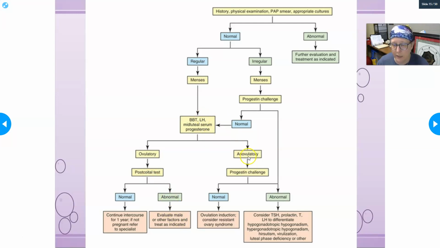So if she is not ovulating, she's anovulatory, do your progestin challenge. This is a synthetic progesterone. If the response to progesterone is normal, then they may consider ovulation induction, and it could be that the female has a resistant ovary syndrome. If the progestin challenge is abnormal, so the body is not responding to progesterone, even though it's a synthetic one, then we need to see if there are other underlying hormonal conditions. Is TSH normal or not, prolactin, testosterone, and luteinizing hormone, to differentiate between hypogonadotropic or hypergonadotropic hypogonadism, hirsutism, virilization, luteal phase deficiency, or something else. Again, if they have irregular menses and they do a progestin challenge and it's abnormal, you're going to go down that pathway of chasing some of the other hormones.